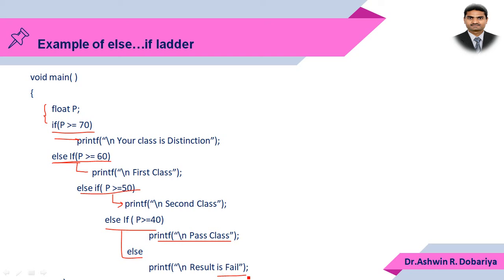So this is the way to write the condition statements in C language, and we can write them in 4 different ways.